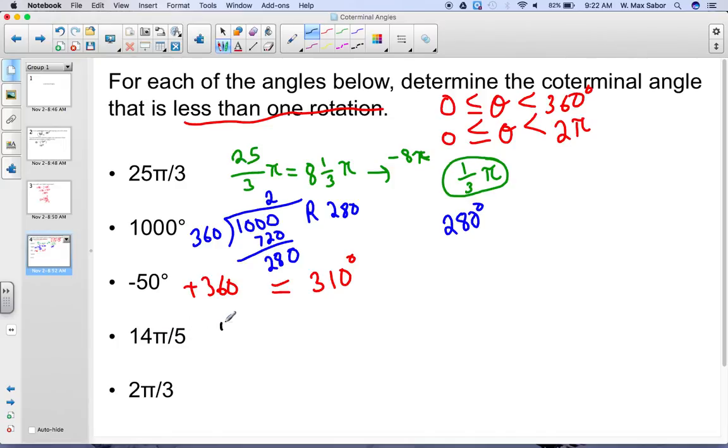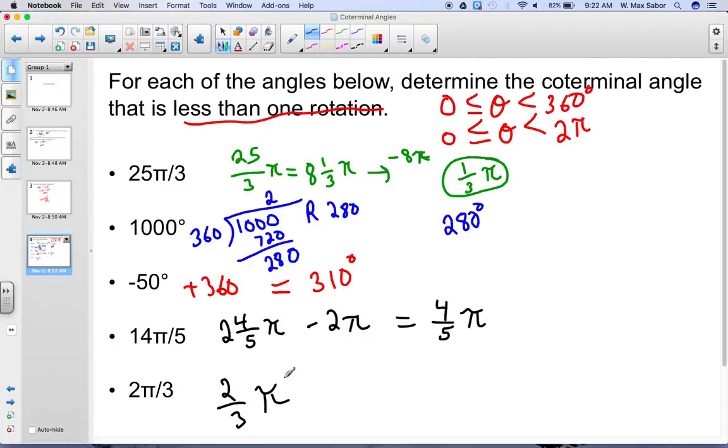Let's write this. 2 4/5 pi. We can subtract 2 pi from that and get 4/5 pi, which is less than 1 rotation. And then 2/3 pi. Well, that's already less than 1 rotation. You can just circle that because it's less than 2 pi and it's greater than 0.